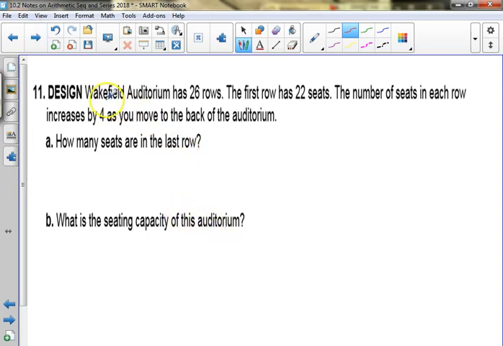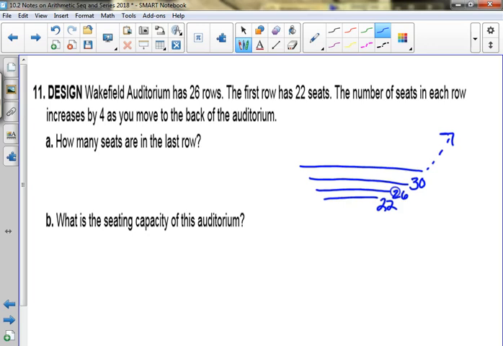Word problem. Wakefield Auditorium has 26 rows. The first row is 22 seats, and the number of seats in each row increases by 4 as you move back in the auditorium. So the first row, the second row is a little longer like this, okay? And it says the first one has 22. This would be 26, 30, and so on, all the way for 26 rows. Okay. How many seats are in the last row?